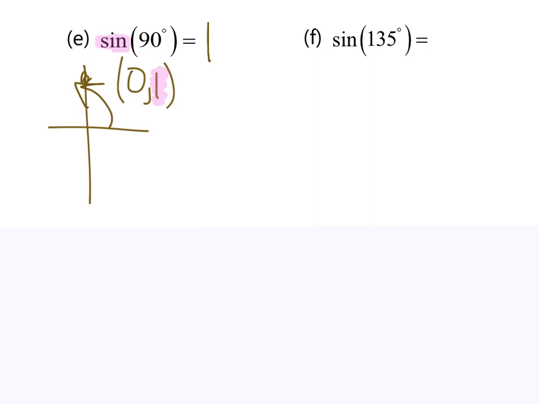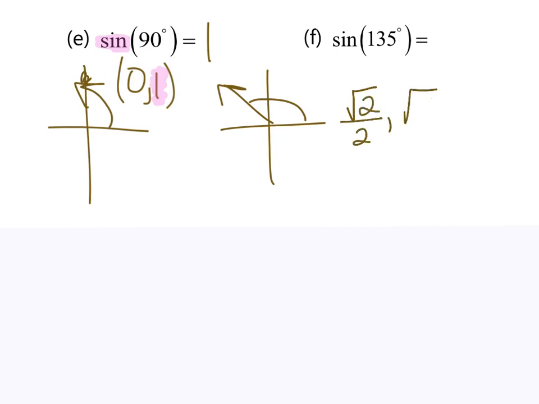On F, I have 135 degrees, which is somewhere in the second quadrant, and it is a 45-degree angle. So those coordinates are the square root of 2 over 2, the square root of 2 over 2. Now, because I'm in quadrant 2, my x value is negative. That is where most people may mess up, is where things are negative, especially when we then have to state the sine or the cosine. However, in this case, luckily it wouldn't affect it too much.